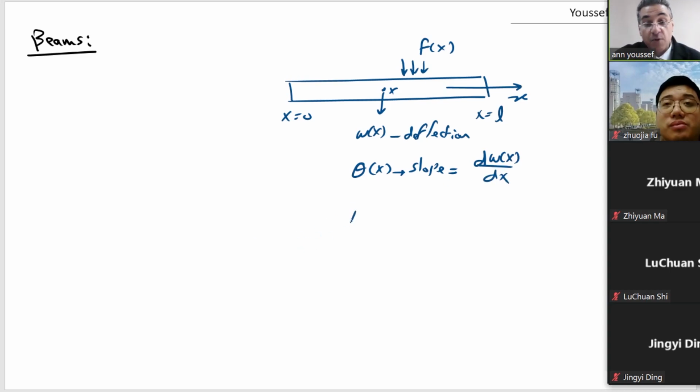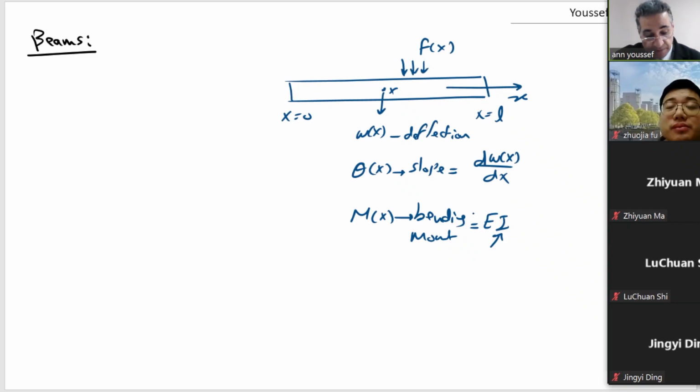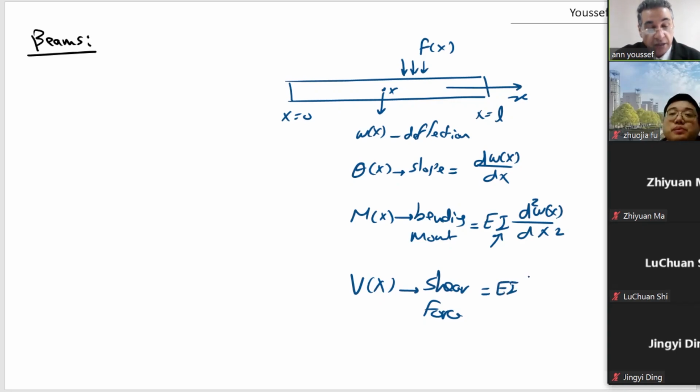And you have bending moment, m of x, which is equal to EI, the moment of inertia, times the second derivative d2w of x by dx square. And you have shear force v of x, which is shear, which is equal to EI times d3w by dx cube.